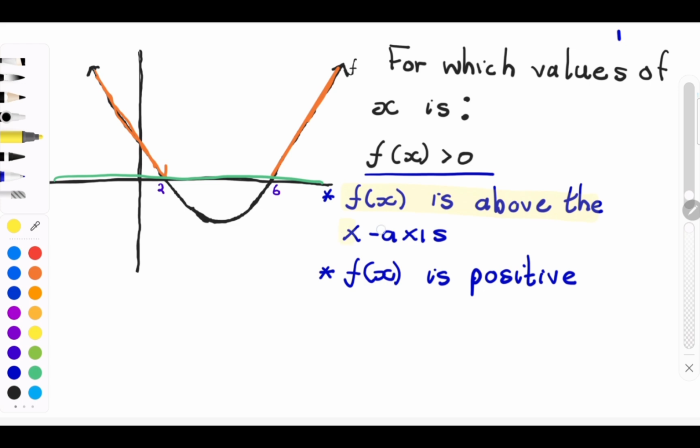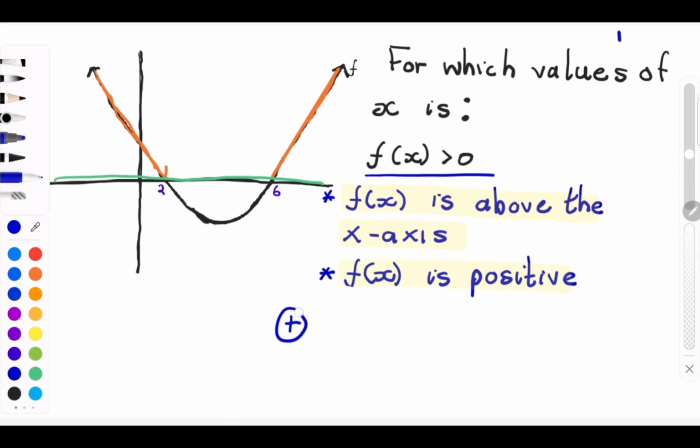So f of x is above the x-axis, this part here, the orange part, and it's positive, meaning that we have positive y values, or positive y values are above the x-axis. So when we express our answer, we will say it is when x is less than 2, which is on this side, or when x is greater than 6.